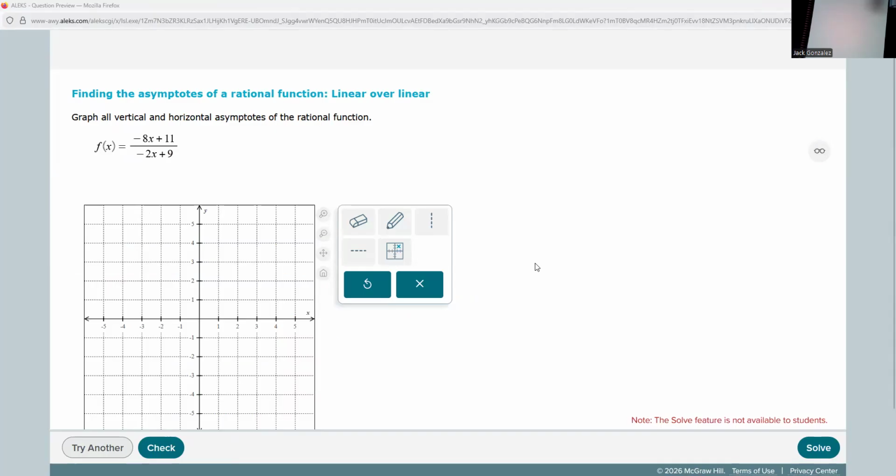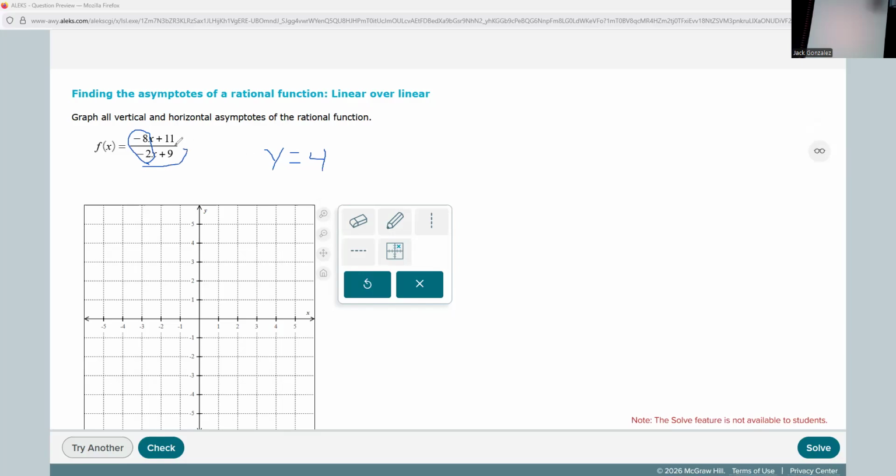Okay, so this is the next one, number 3 in the homework. Check it out, the degree of the top is 1, and it's the same as the bottom. So these are equal, so that's going to be case 2. Remember we said you just take the coefficients and divide them. You take the leading coefficient, meaning the number in front of the highest power, for the top and bottom, and divide them. So the horizontal is going to be this. -8 divided by 2 is -4, right?